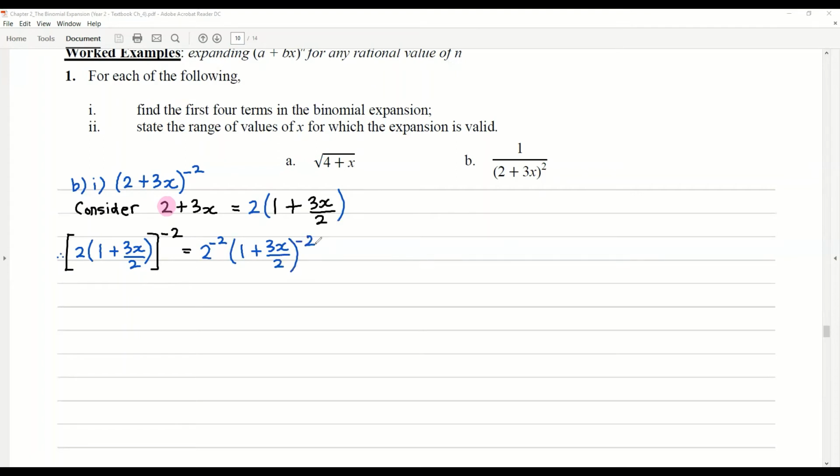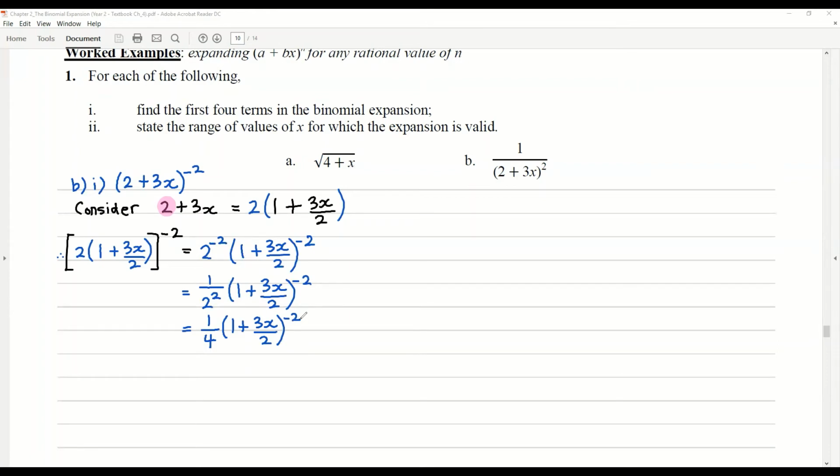And we can do a bit of work here with the 2 to the power negative 2. Now, clearly, this is going to be 1 over 2 squared multiplied by 1 add 3x over 2 to the power negative 2. And again, I can simplify further. I can say that's 1 over 4 multiplied by 1 plus 3x over 2 to the power negative 2. So we're now ready to use our expansion.